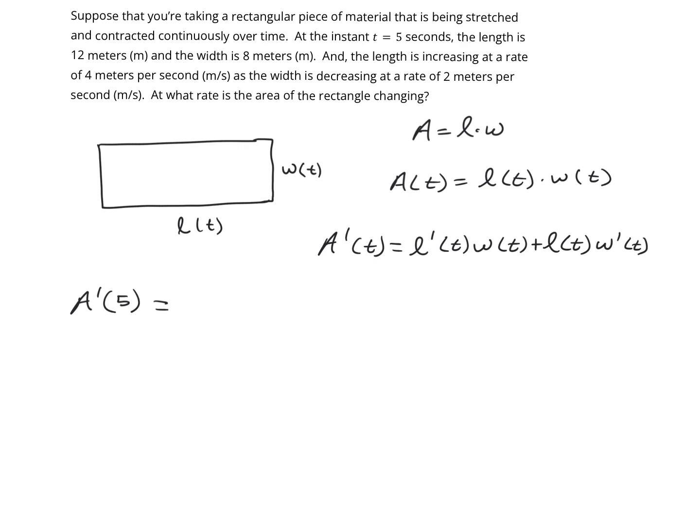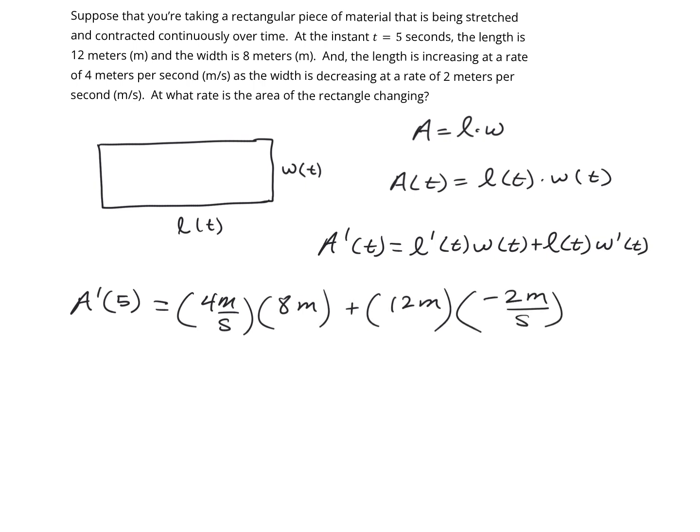And it's very important when you're doing a substitution to include units. So L prime is the rate of change of the length, and that was given to us as 4 meters per second. And then we have the width at this time, and that is given to us as 8 meters. And then we have the length at this time, which was given to us as 12 meters. And then the rate of change of the width is going to be a negative 2 meters per second because it's decreasing. So negative 2 meters per second.